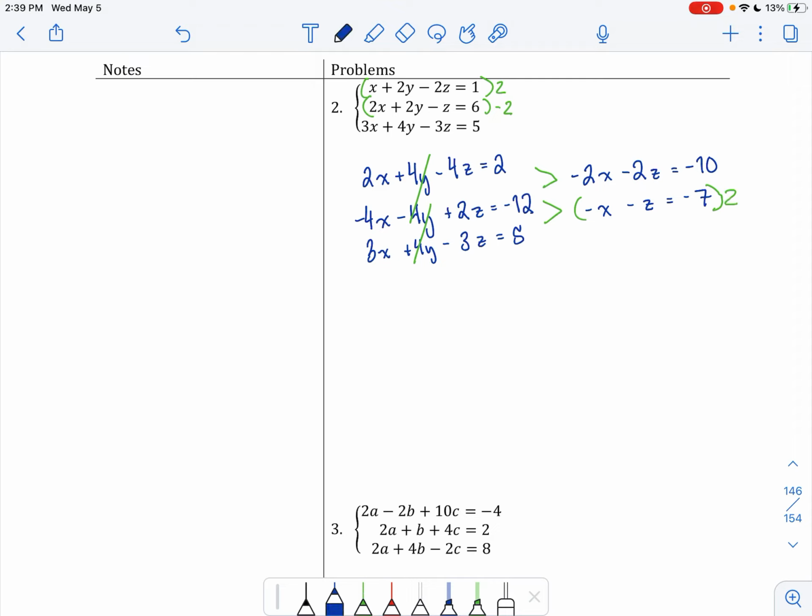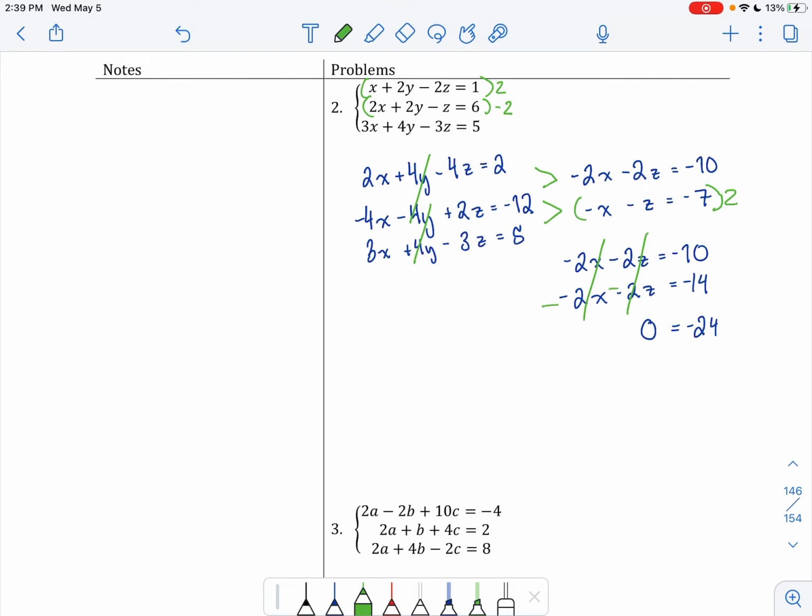Combine these two, multiply by 2, and I end up with -2x minus 2z is equal to -10, and -2x minus 2z is equal to -14. Well, when I combine those, the x terms cancel, the z terms cancel, but the others don't. So I get 0 is equal to -24. This is not true. 0 is not equal to -24.